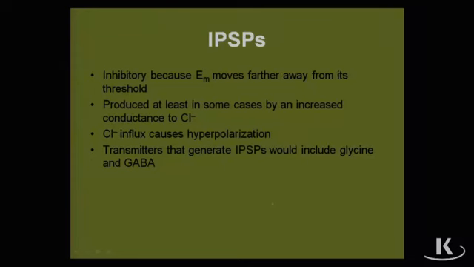Now, inhibitory. Can we just say the opposite of everything we just said? If the interior of the cell is at minus 70 and depolarization means it's going to go up, inhibitory potentials bring it down. They bring it away from its threshold, the level at which it will depolarize. They are produced by increased conductance to chloride. Chloride, as you can see, is negatively charged.